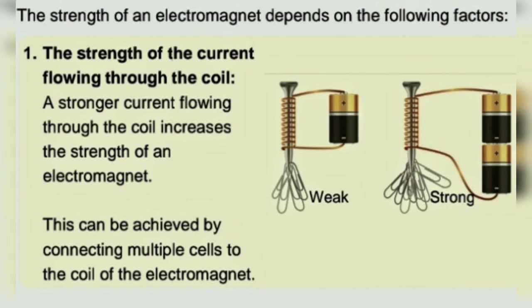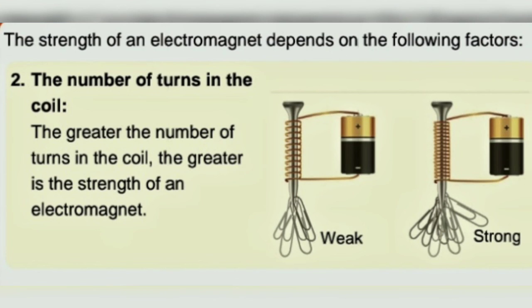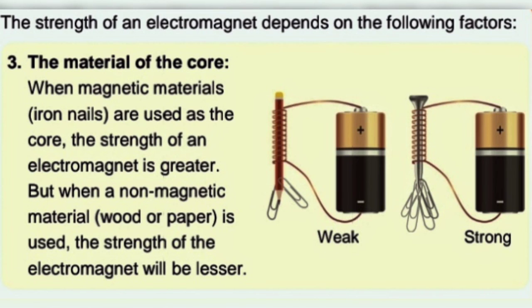The strength of an electromagnet depends on the following factors: the strength of the current flowing through the coil. If the current is more, then the strength is also more. The number of turns in the coil. The greater the number of turns, the greater is the strength of the electromagnet.